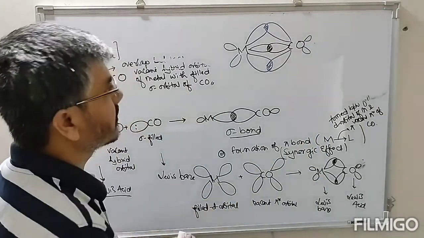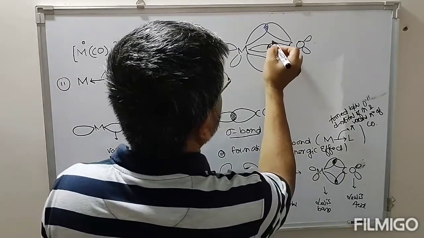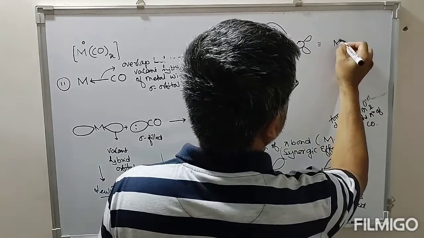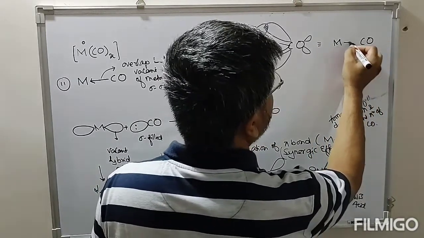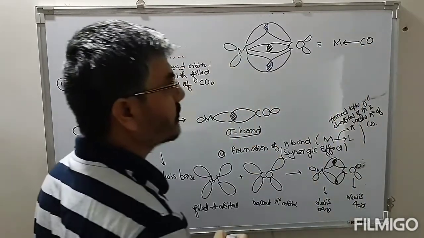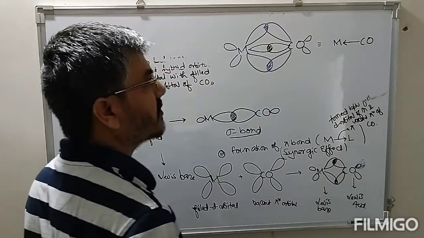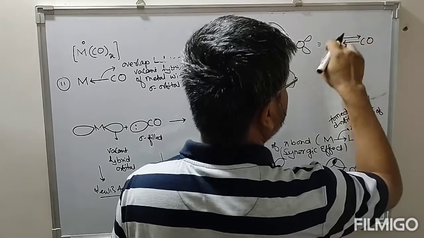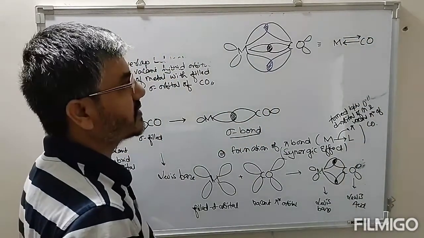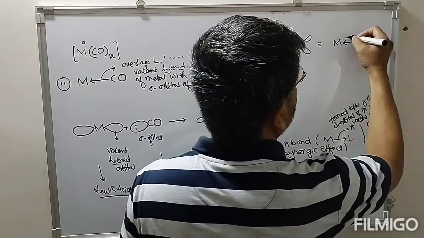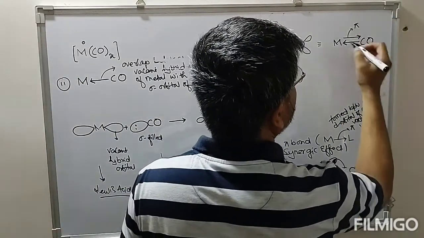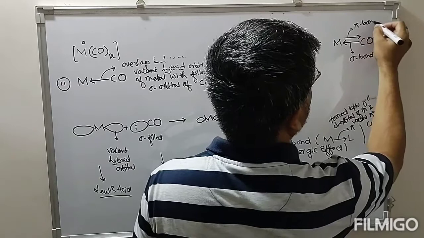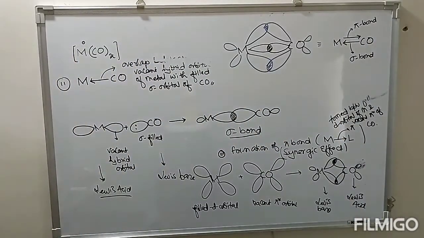So this can be written as metal carbon monoxide. So the metal forms a dative bond by accepting a pair of electrons from carbon monoxide, and this is the sigma bond. Simultaneously, the metal is back donating electron density from the filled d orbital to the vacant pi star orbital of carbon monoxide. This is the pi bond, this is the sigma bond.